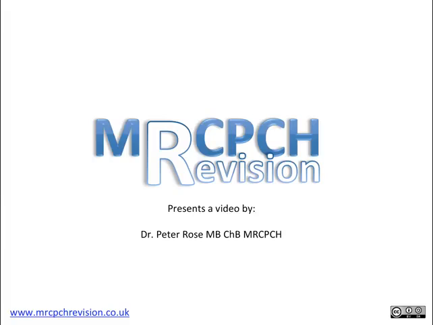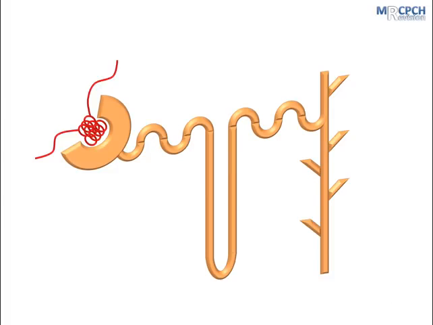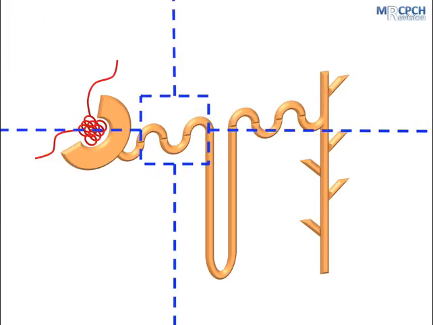Today we're going to discuss the kidney's role in acid-base balance. So here we have a picture of the nephron, and the kidney's role in acid-base balance starts in the proximal convoluted tubule. So let's take a closer look.